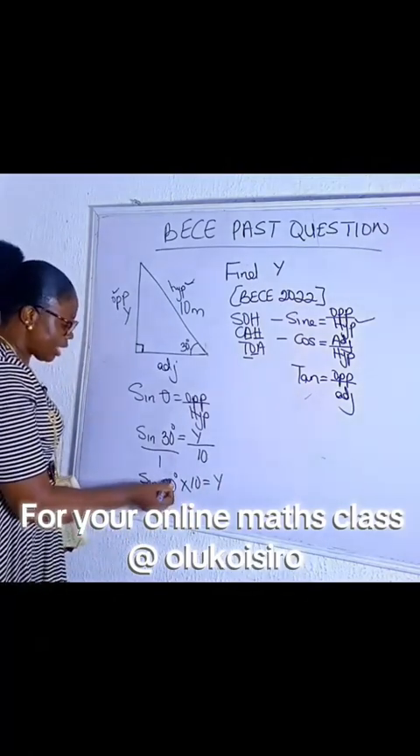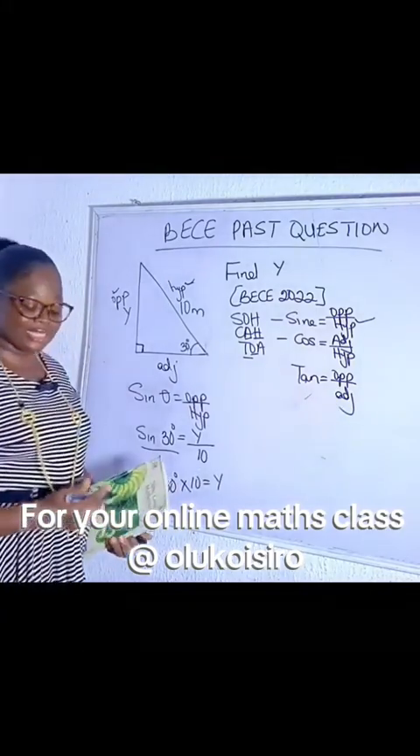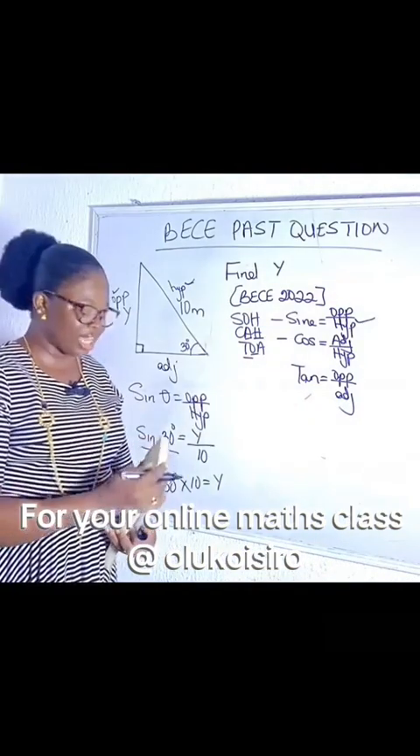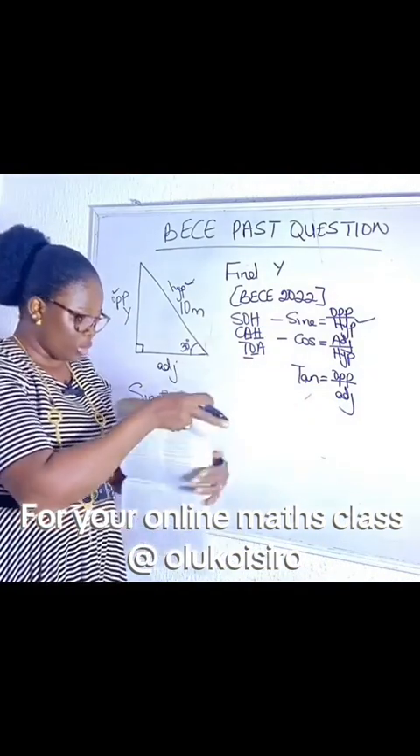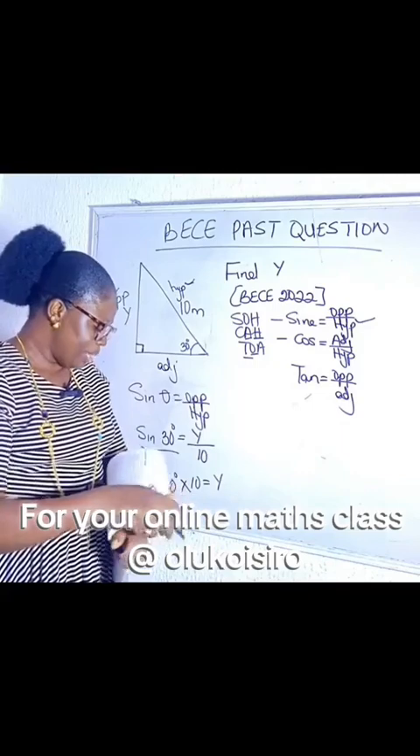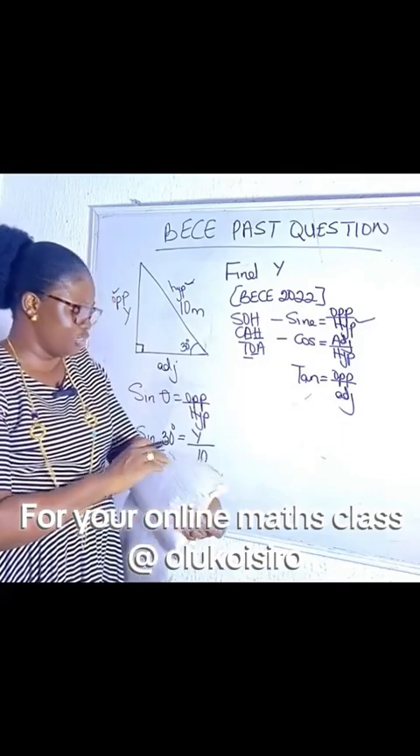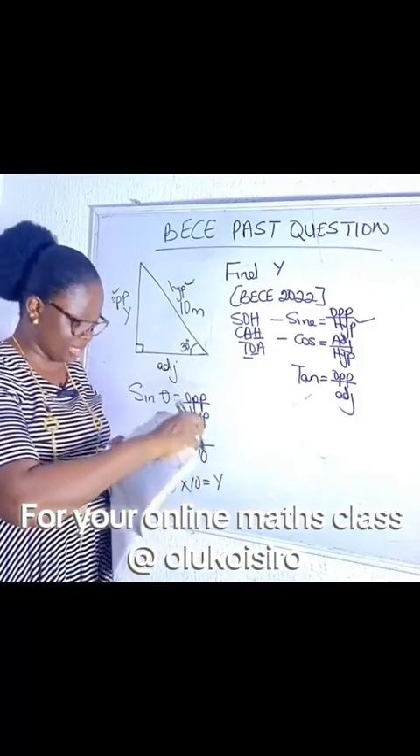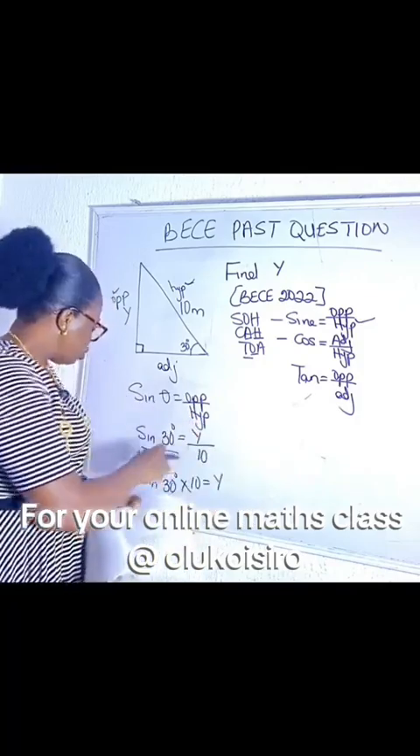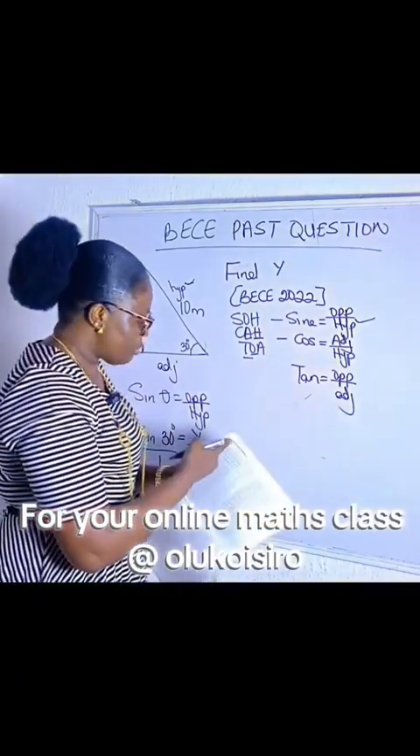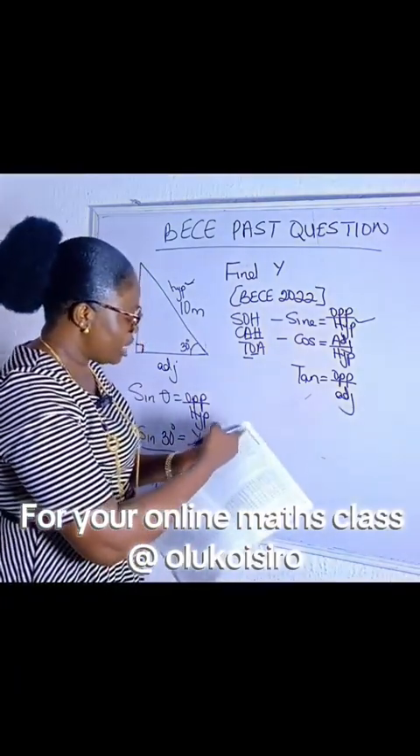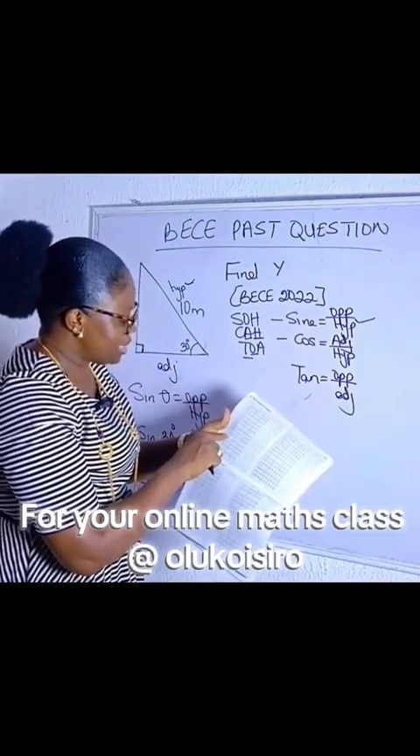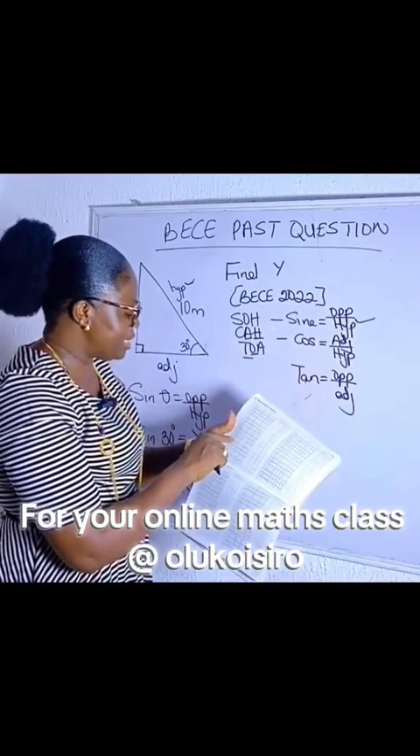Now sine 30, how can I get sine 30? I can only get sine 30 from my textbook or four-figure table. If you are using your textbook, we are going to check at the back of the textbook. When you open the math textbook, there is a page that has sine of angles written on it. Under the sine of angles, we trace down the first column, which has x, to 30 degrees. My 30 here is 0.5. That means the value of sine 30 is 0.5.